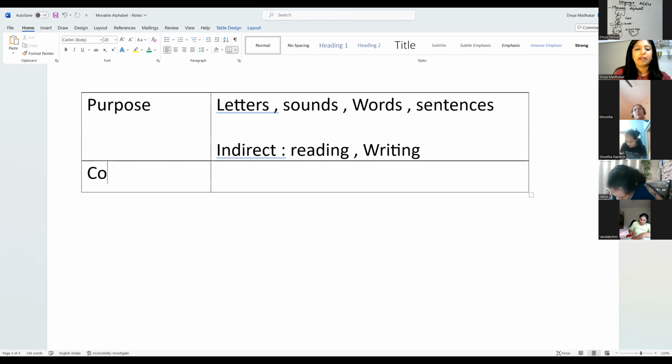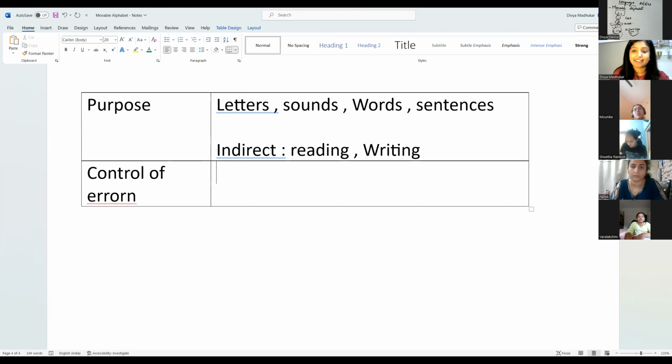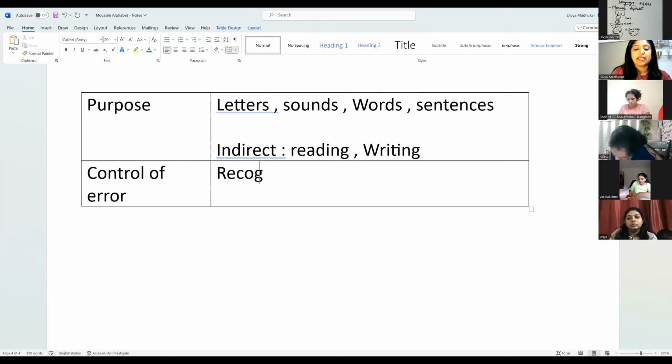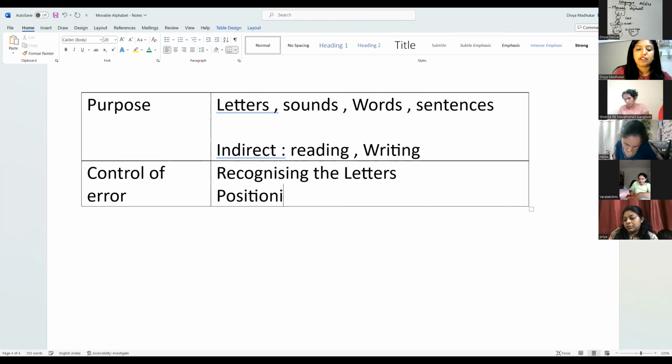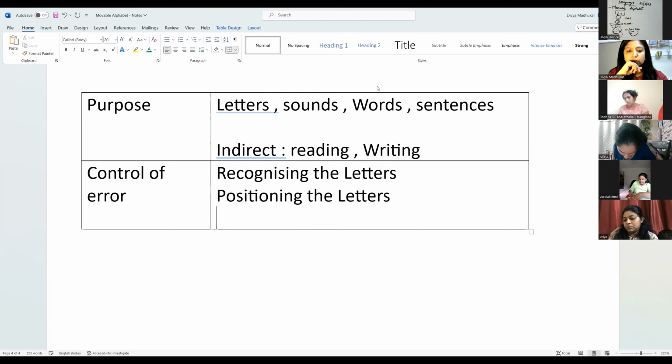Correct? Now, what could be my control of error? Where do I make mistakes? Misplacing the letters, very good. In recognizing the letters, definitely yes. I might make mistakes in recognizing the letters. Positioning the letters? Yes, positioning the letters also. I might have difficulty there also. That is also there, right?